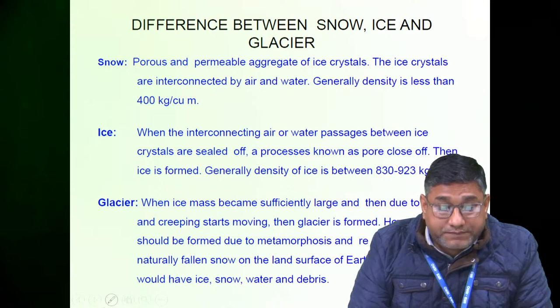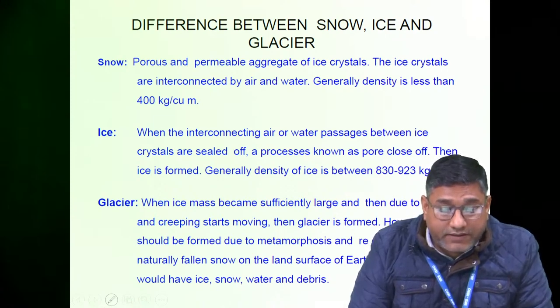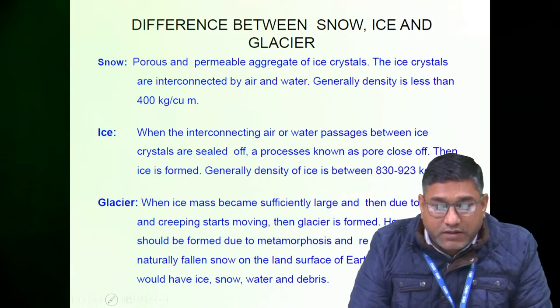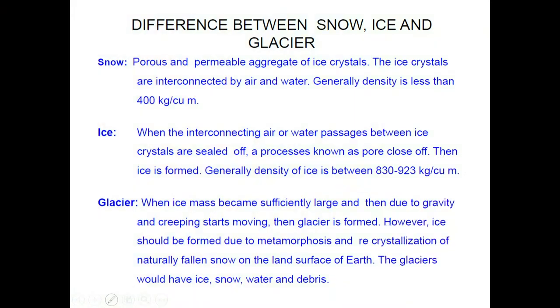If you see the glacier, when an ice mass becomes sufficiently large, then due to gravity and creep it starts moving, and then glaciers are formed. So ice is formed due to metamorphism and recrystallization of naturally fallen snow on the land surface of the earth. So glaciers would have ice, snow, water and all debris as well. You can see here we differentiate between the snow and ice based on the density.